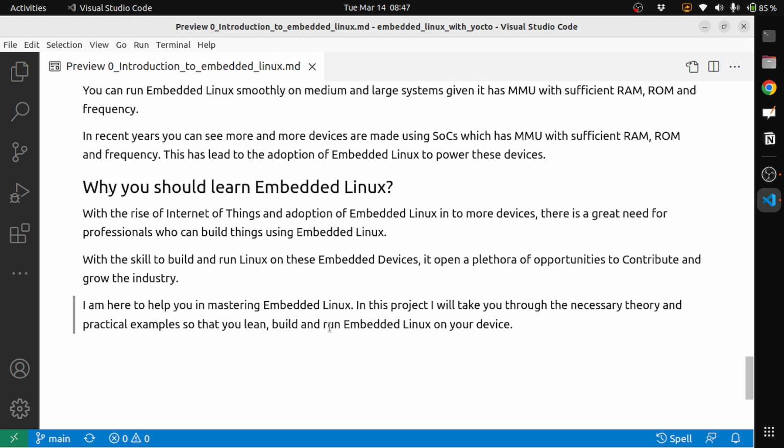Well, I'm here to help you in mastering embedded Linux. In this project, I will take you through the necessary theory and practical examples so that you can learn, build and run embedded Linux on your device.